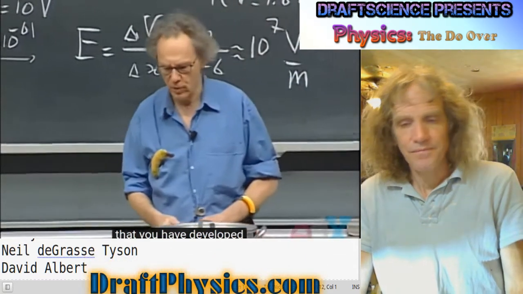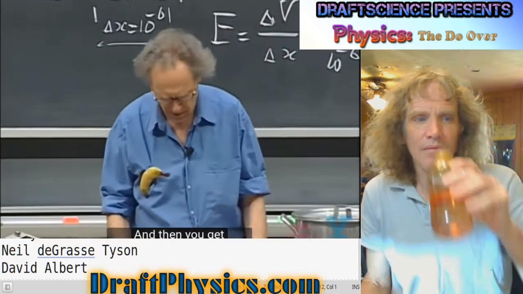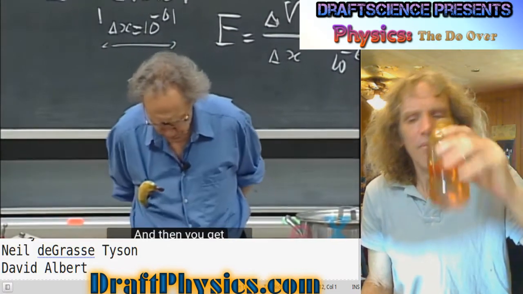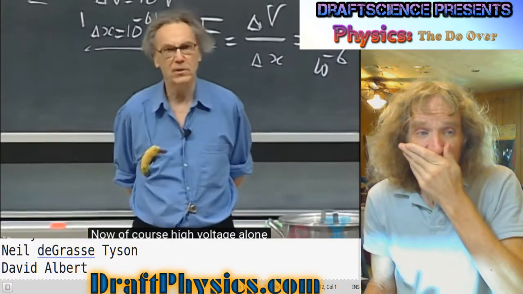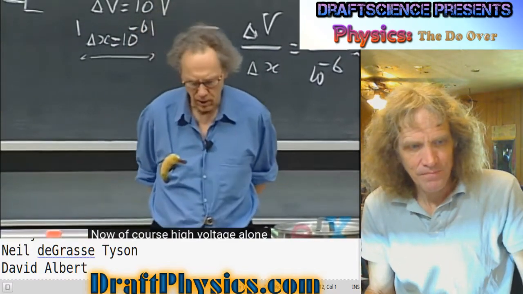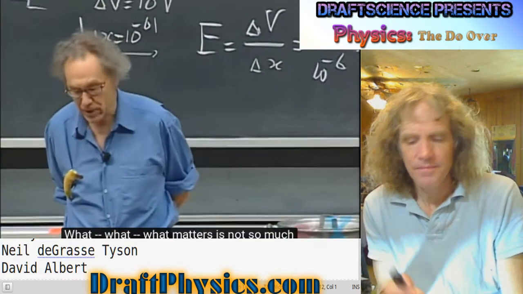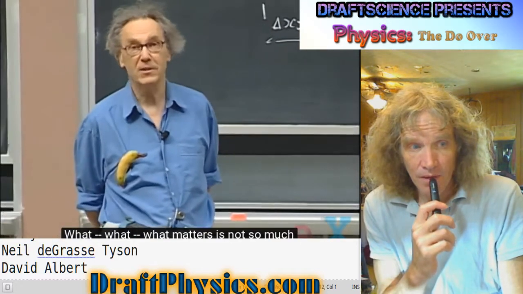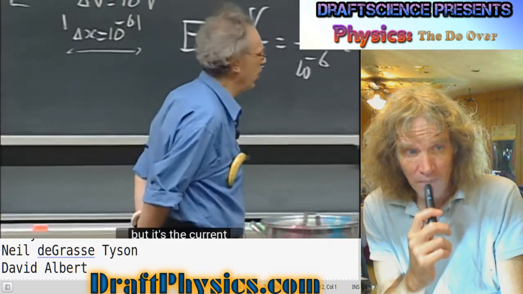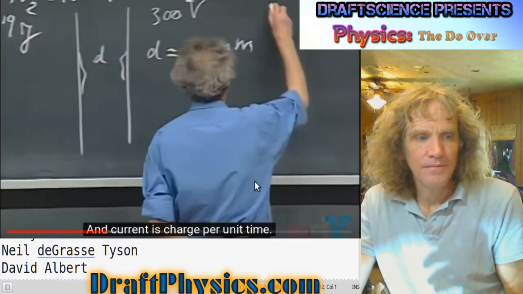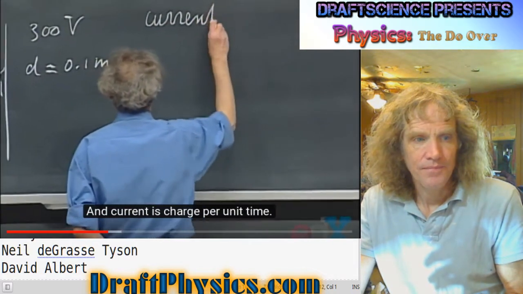That you have developed electric fields of the order of 3 million volts per meter, and then you get the automatic breakdown. Now, of course, high voltage alone doesn't necessarily kill you. What matters is not so much the voltage to get killed, but the current that goes through you. And current is charge per unit time.